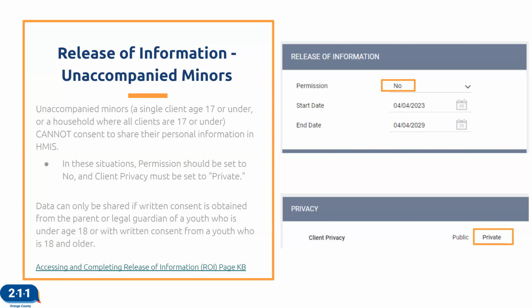On the right, you can see two examples of where the permission setting is specified as no under the release of information section. And then on the privacy section of the client's profile, we will be specifying that as private instead of as public. Data can only be shared if written consent is obtained from a parent or a legal guardian of a youth who is under the age of 18, or with written consent from a youth who is 18 years and older. This information can be reviewed in our accessing and completing release of information knowledge base article.